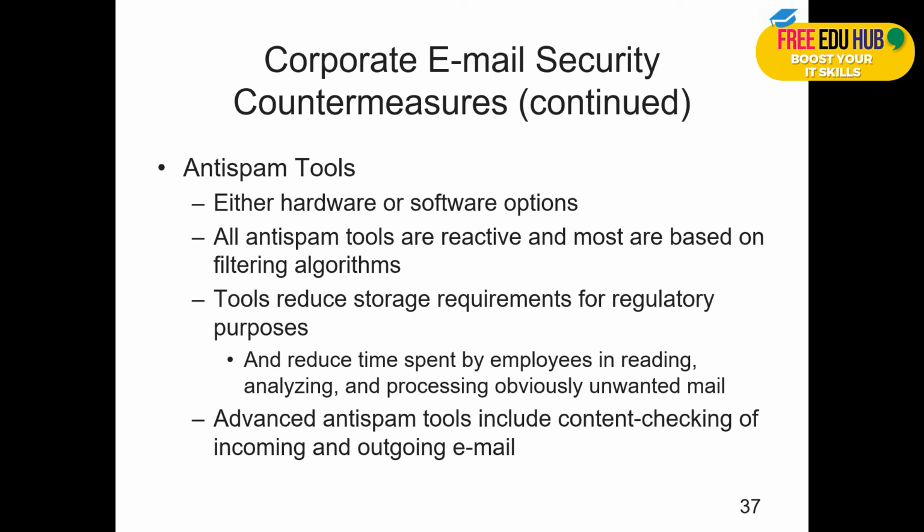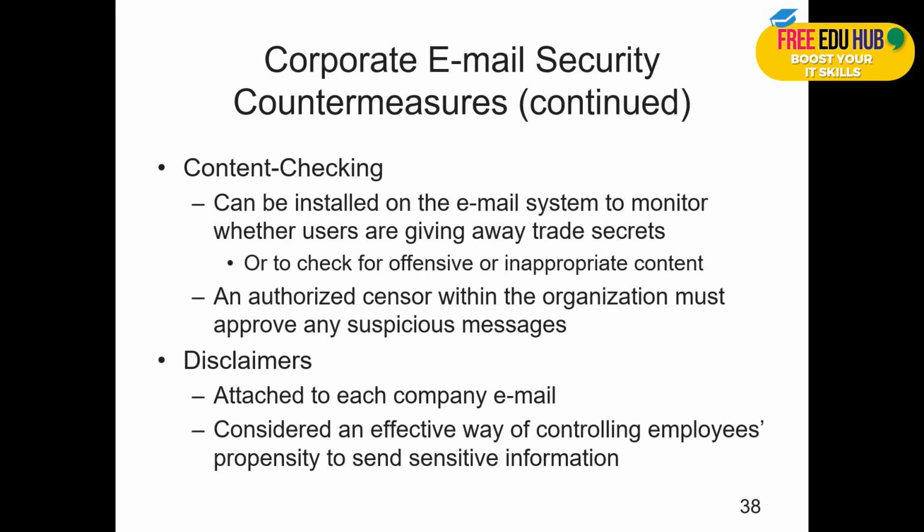Advanced anti-spam tools include content checking of incoming and outgoing messages, and can be installed on the email system to monitor whether the users are giving away trade secrets or not. This is called the privacy check, or the systems are installed which make sure that confidential documents or any information related to the organization is not being leaked out through the email accounts, or to check for offensive and inappropriate content.